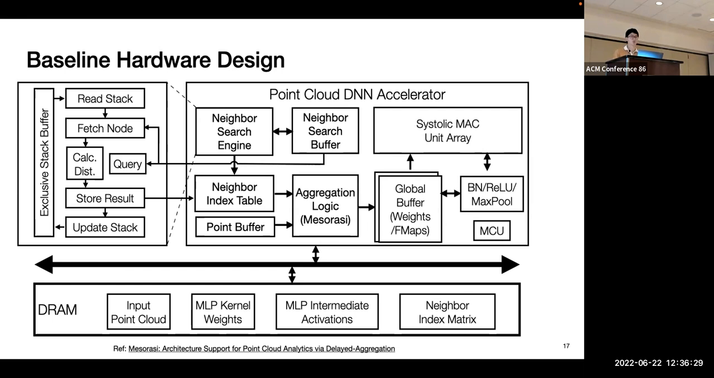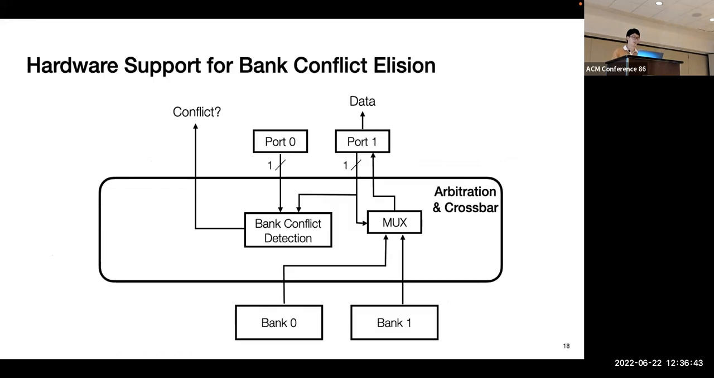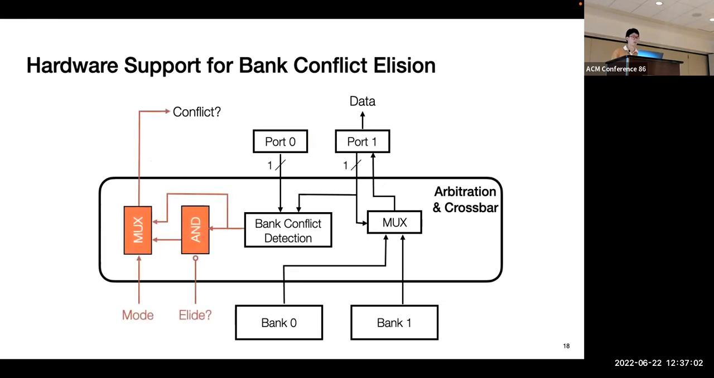To support our selective bank conflict elision scheme, we only need to modify two parts in this case, the point buffer and the neighbor search buffer, because they store the point cloud related data. And here's how we do it. To support these two bank conflict elision schemes, we augment the SRAM port with minimal hardware modification. Here we show the two-bank two-port SRAM. Instead of directly returning the conflict signal, we modify the SRAM port as the highlight shows. In this way, we can selectively mask the conflict signal based on the different modes in neighbor search and feature computation.